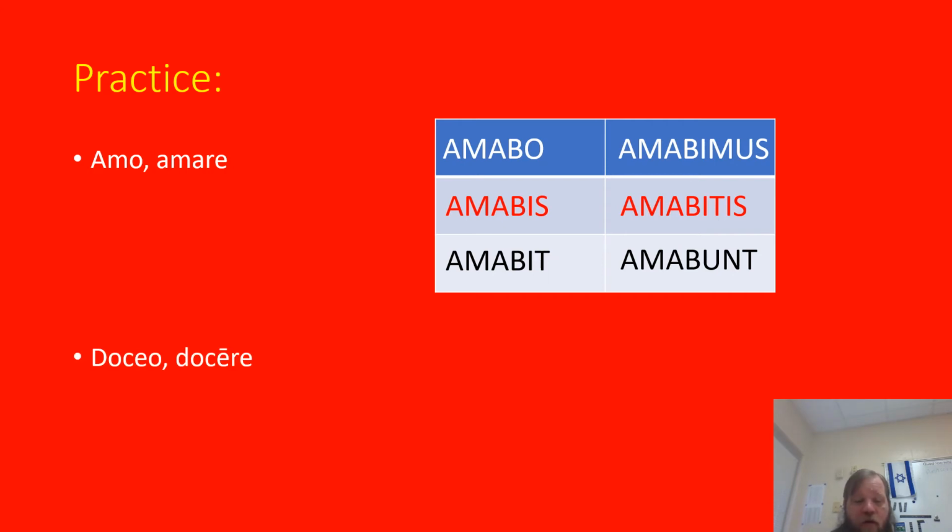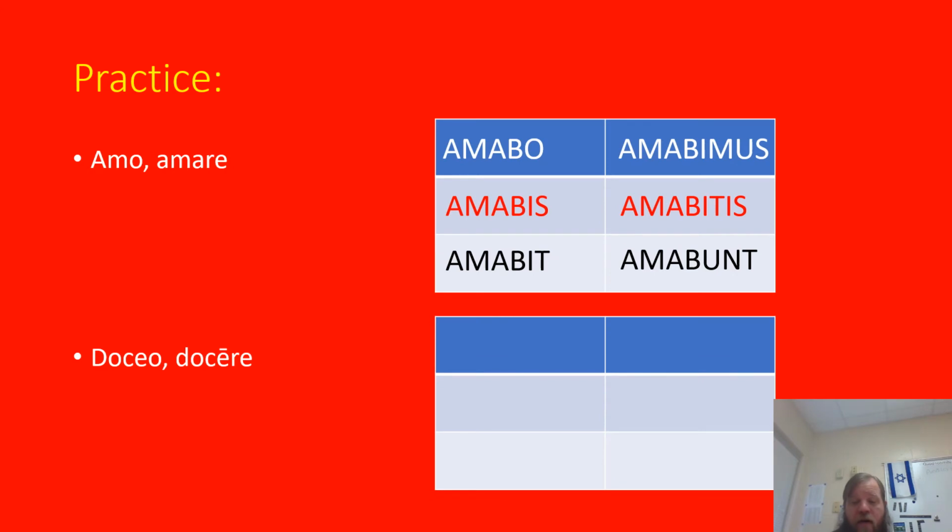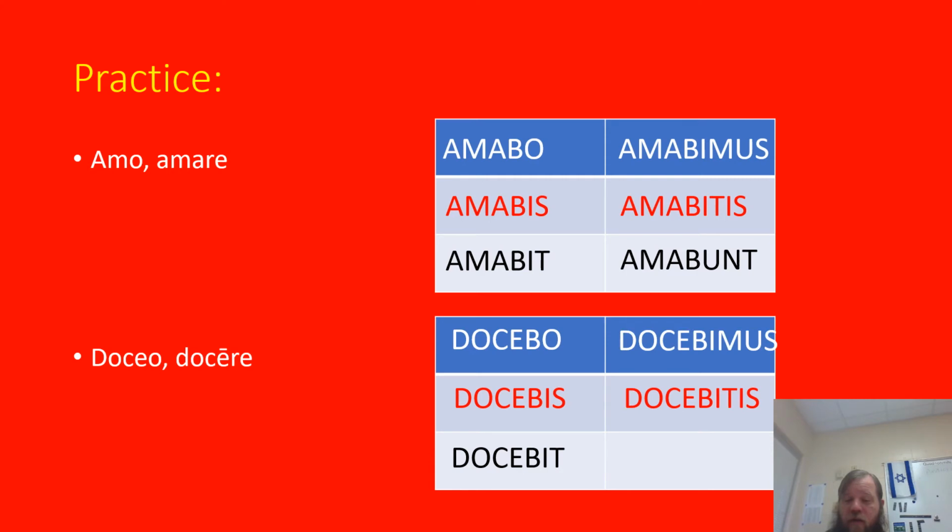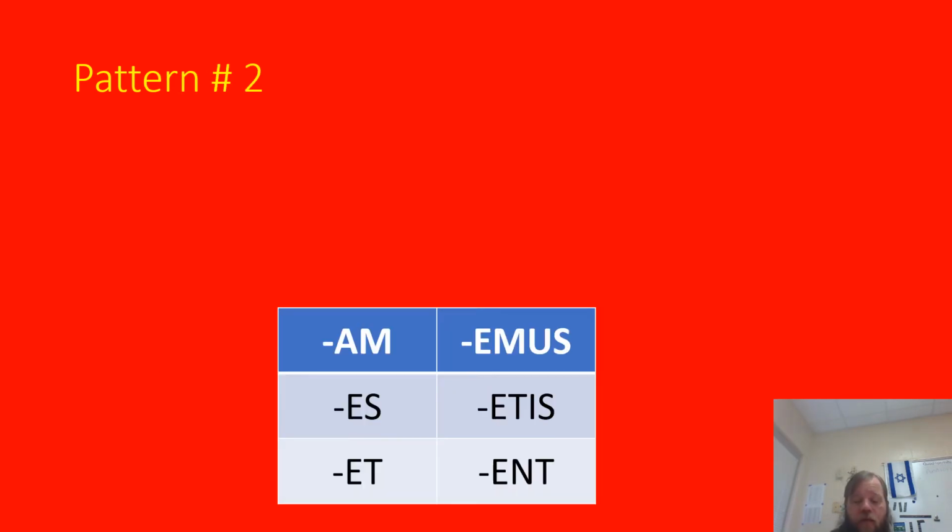And same thing, doceo, docere. Pause it for a minute, write out your forms, and then I'm going to show you the answers in just a second. Here we go. Docebo, docebis, docebit, docebimus, docebitis, docebunt. That's future tense. That's your first pattern. For a first conjugation or a second conjugation verb, this is the pattern you would use to do a future tense.